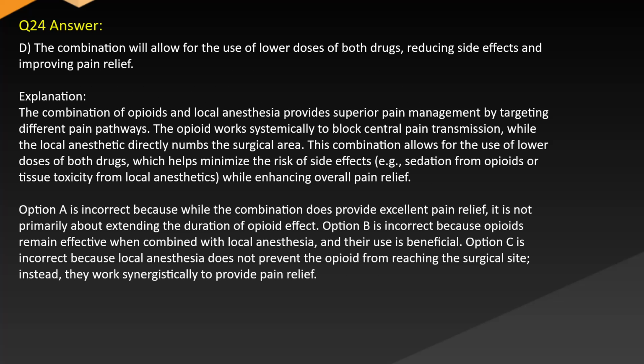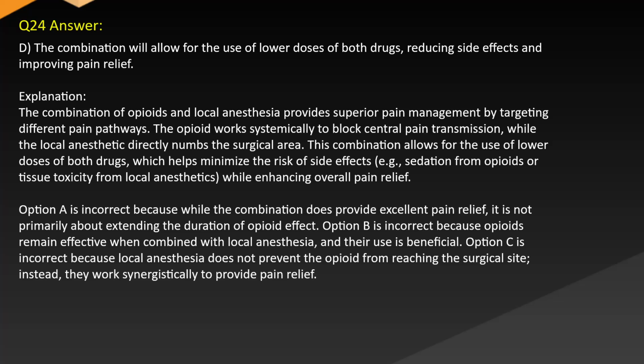Answer D. The combination will allow for the use of lower doses of both drugs, reducing side effects and improving pain relief. Explanation: the combination of opioids and local anesthesia provides superior pain management by targeting different pain pathways. The opioid works systemically to block central pain transmission, while the local anesthetic directly numbs the surgical area.